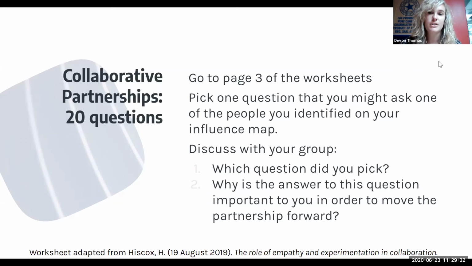So what we're going to ask you to do is pick one of the questions, because 20 is a lot to get through, especially in about a 10-minute window. We want you to discuss in your breakout room: what question did you pick, and why is this question important for you to have the answer to in order to move your partnership forward? Maybe you don't know the answer just yet, but this one stuck out to you and is important to your work.